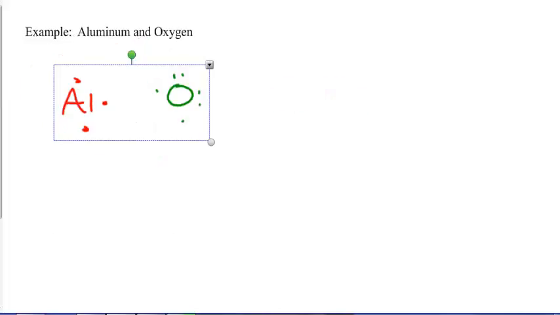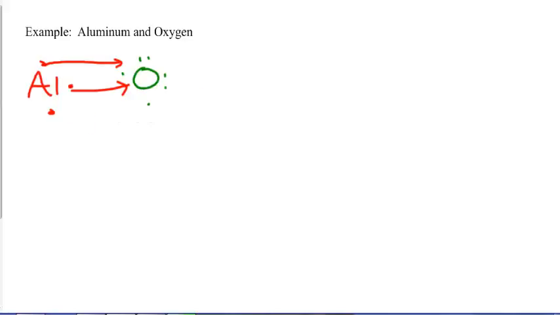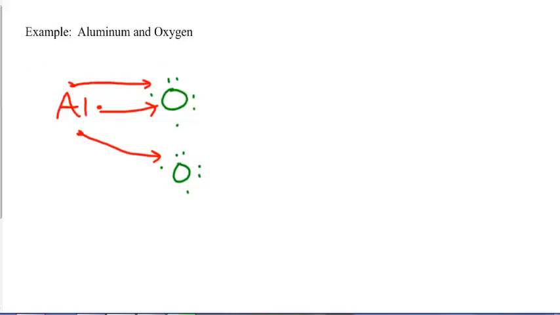Even a little bit more complicated is aluminum and oxygen. Aluminum has 3 and oxygen has 6. So aluminum can give 2 of its valence electrons to this oxygen, but it still has another one that it needs to get rid of. You might want to pause and see if you can figure this out for yourself. Okay, so if I add an oxygen, then aluminum can give its last valence electron to that oxygen. However, oxygen only has 7 now, and it needs another one.